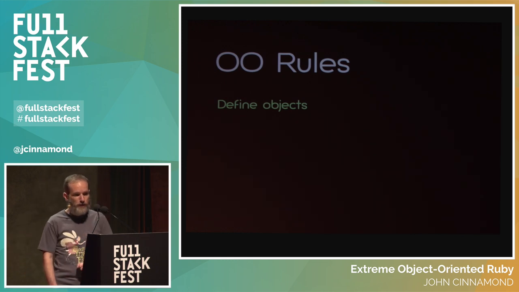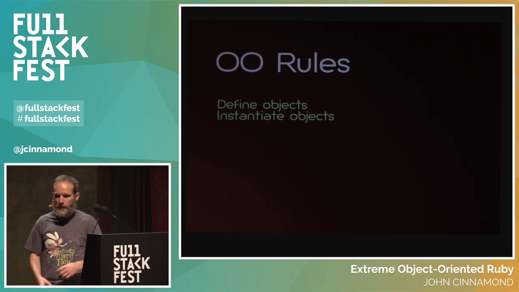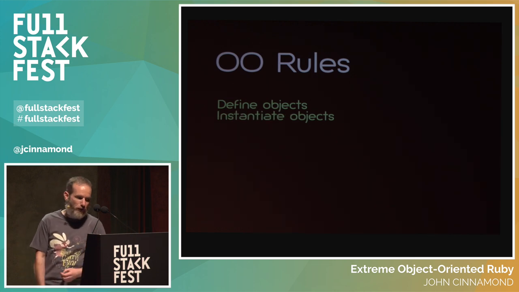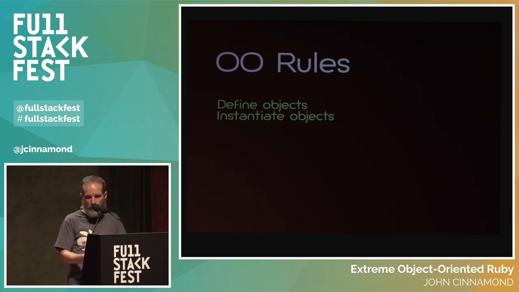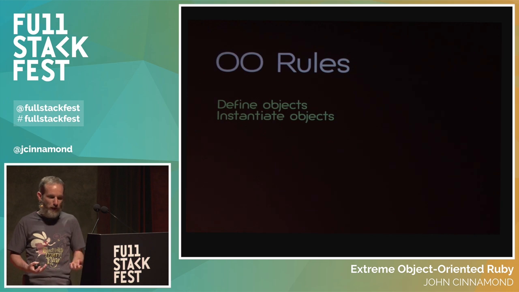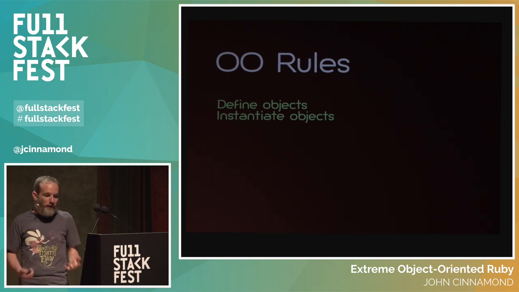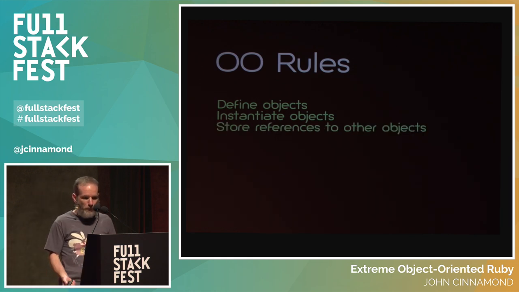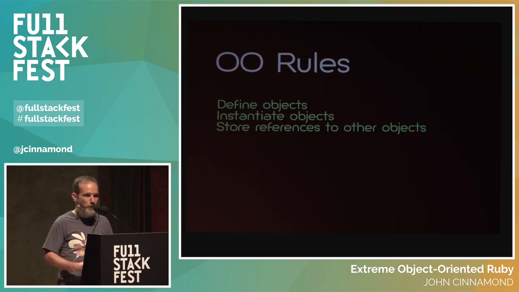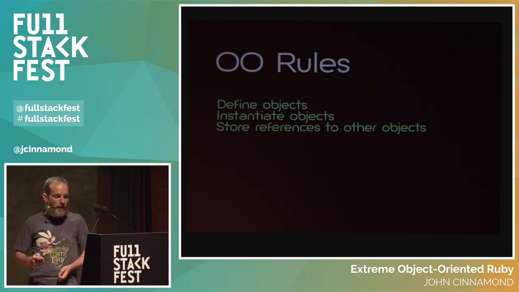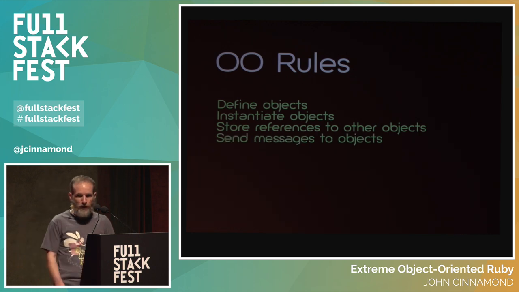Once we define objects, then we can instantiate them. And we do this by sending the message new to our class. I guess, more specifically, we send allocate. It creates some memory, and it remembers which class it belongs to, so it knows which behavior it has. Once we instantiate objects, well, we can remember them. We can store references to them. And in particular, objects can store references to other objects. And then finally, we can send messages to our objects. And of course, our objects can send messages between each other.